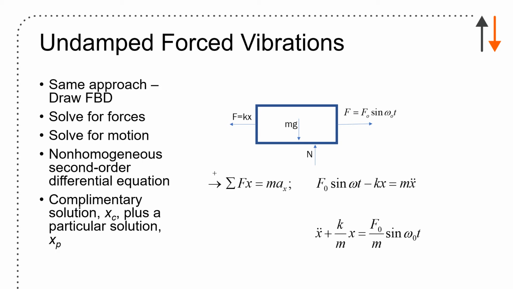We get a non-homogeneous second order differential equation. The difference is we're going to have a complementary solution and a particular solution. The complementary solution is the solution for the case where this term goes to 0. The particular solution is for the case where the other term goes to 0, and the particular solution will include the forcing frequency. So I end up with this term right here.